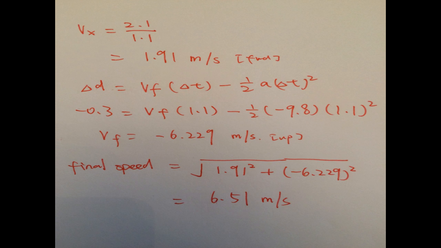First thing we do is find the horizontal speed of the bird, and we just use the formula Vx equals delta d over delta t, and when we sub in the values we get 1.91 meters per second. And then we find the final velocity of the vertical components. We use the formula delta d equals Vf times delta t minus 1 over 2 a delta t squared. And when we sub in all the values, the final vertical velocity is negative 6.229 meters per second. And to find the final speed, we just use the Pythagorean theorem, and we get 6.59 meters per second.